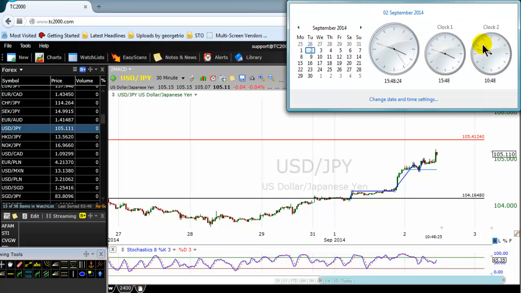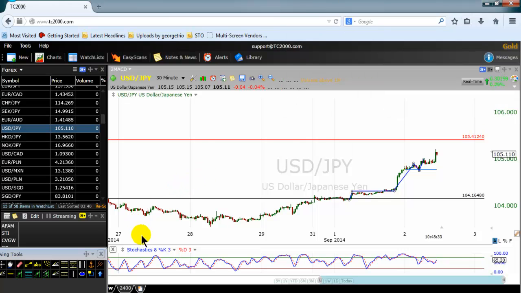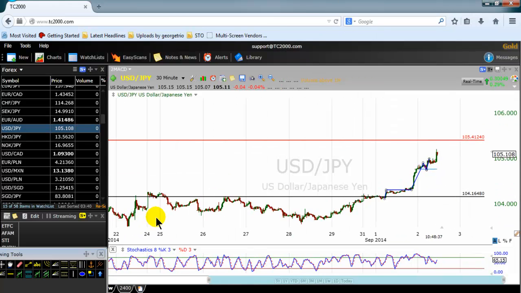The time in London is 48 minutes past 3 p.m. In New York, 48 minutes past 10 a.m. on the 2nd of September 2014. What is a cycle point? I'm on the 30-minute chart of the dollar-yen currency pair. And a cycle point, I'll show you now.